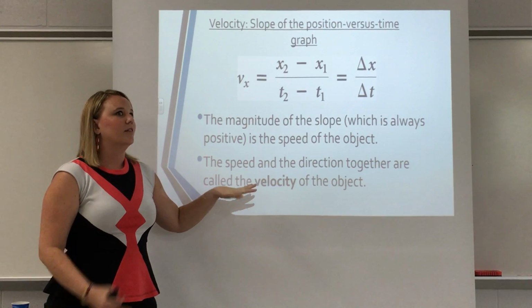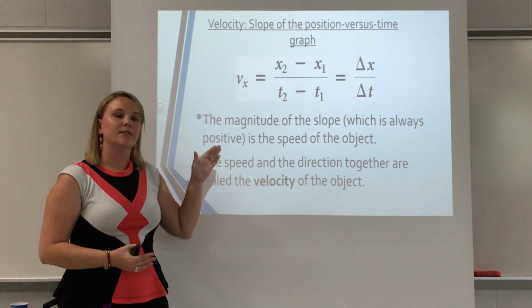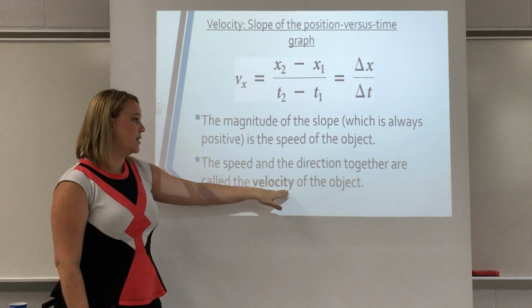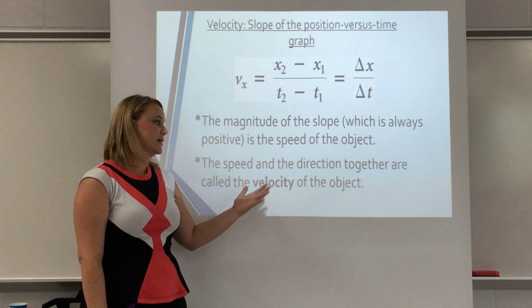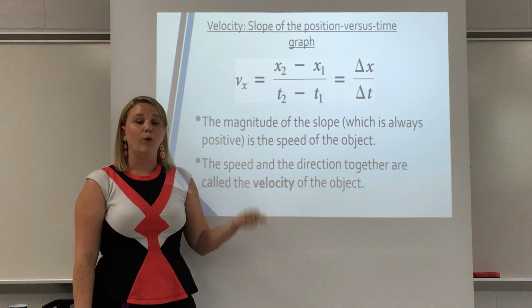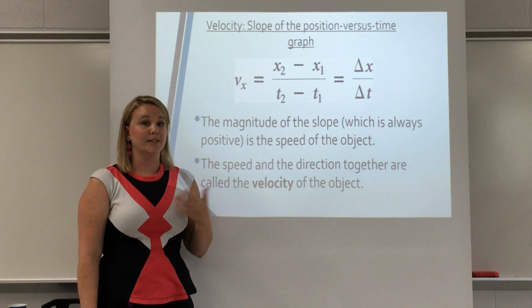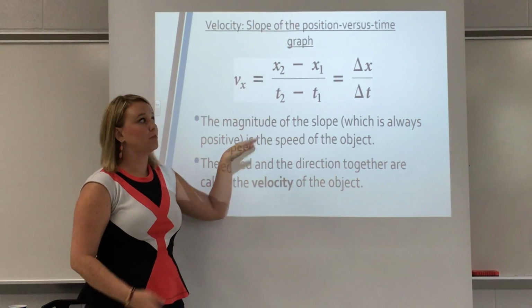Then we look at the direction of the slope. Is it a positive slope? Is it a negative slope? That tells us the velocity of the objects because it now has a direction when we look at the positive or negative slope instead of just the magnitude of the slope.